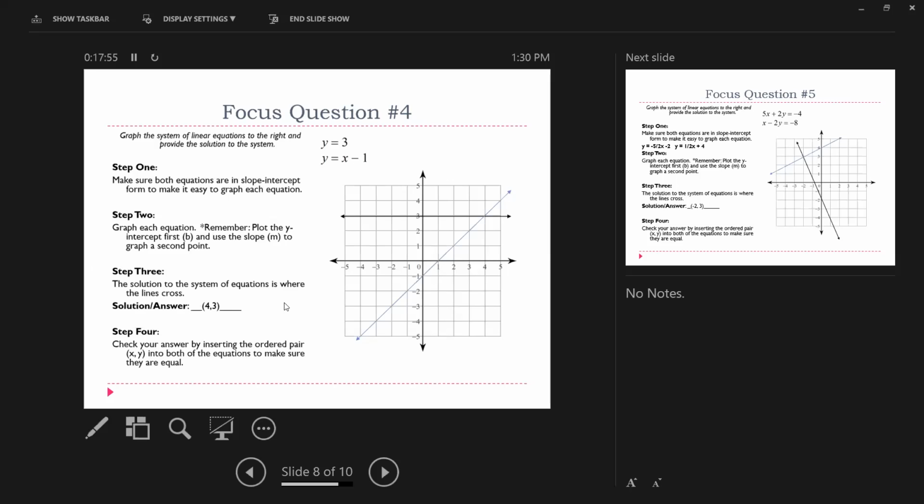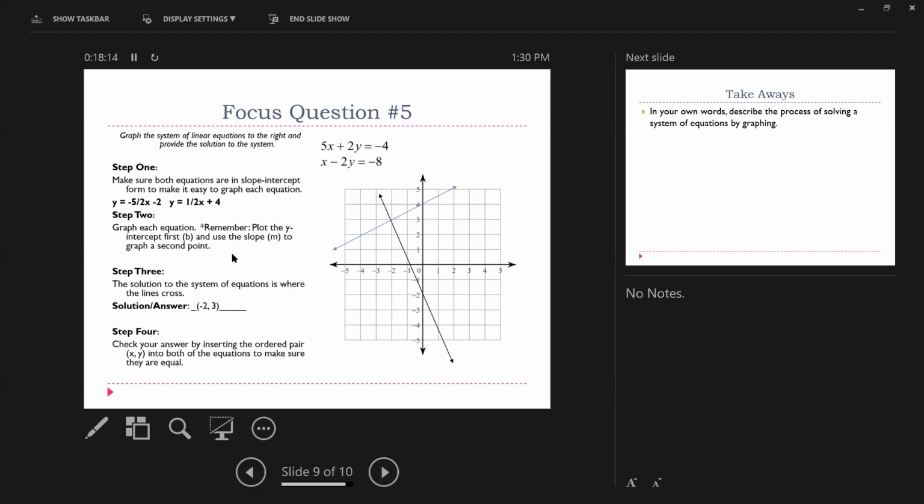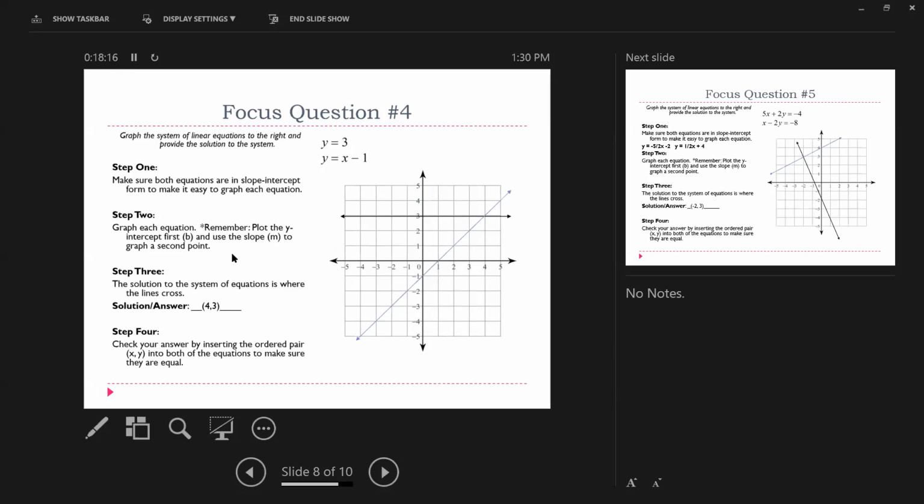Step 4 would be to check it mathematically like I did on the last one. Well, it's pretty easy when you've got y equals 3 as one of your equations, because what's the y value in our solution? Y equals 3, right? Any questions? Anybody got questions on that focus question 4?